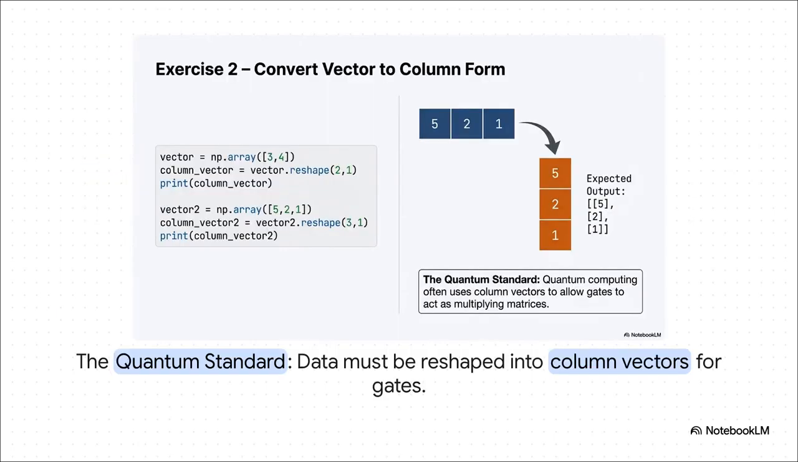Okay, but here's our first, and I mean critical, translation step. Quantum computers, they don't work with row vectors. They need column vectors. And you might be asking, why? Well, it's because quantum gates, the operations we do on our data, are actually matrices. And for the math of matrix multiplication to work out correctly, our data has to be in this vertical column format. It's a non-negotiable rule in the quantum world.